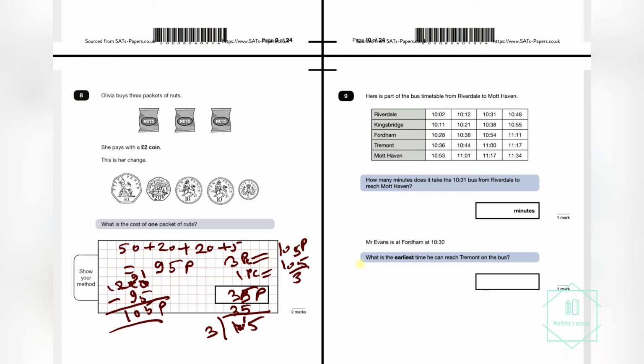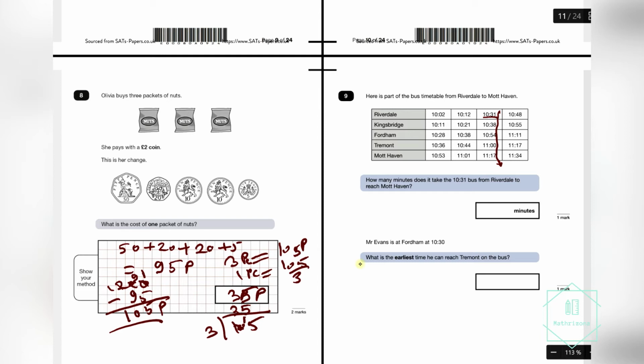Next question. Here is a part of the bus timetable from Riverdale to Mount Haven. How many minutes does the 10:31 bus take to reach Mount Haven from Riverdale? So this is our 10:31 bus to Mount Haven, starting at 10:31 and reaching at 11:17.